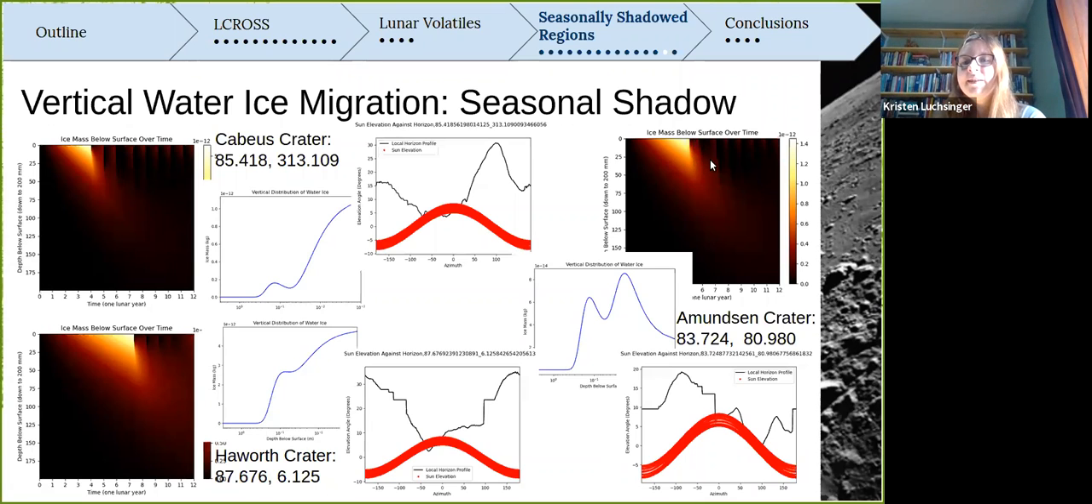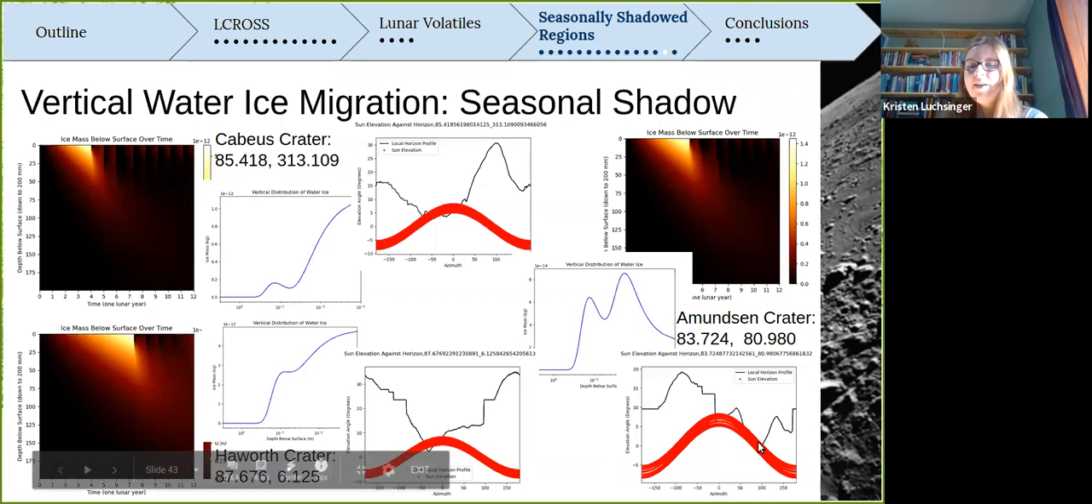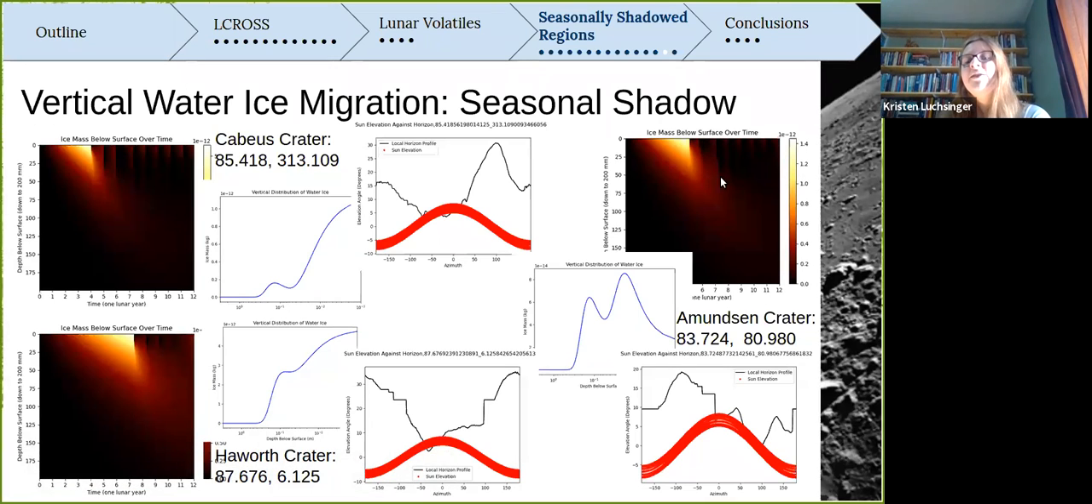If you look at this plot here, you can see these little double peak signatures. This is directly corresponding to the sun rising above the horizon here and then later here. So you can see all of these water ice liberation signatures are directly tied to the sun rising above the horizon and then the temperature propagating downwards.